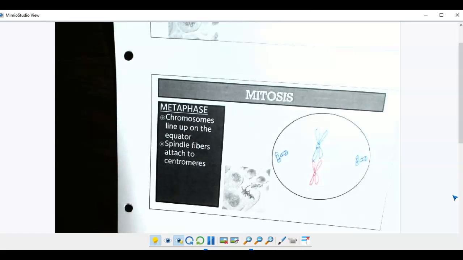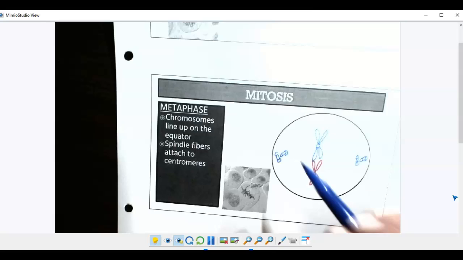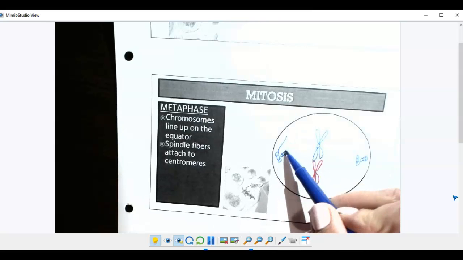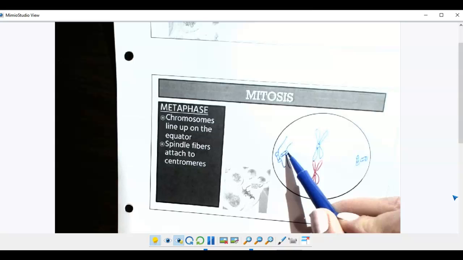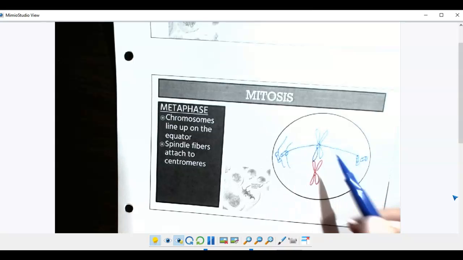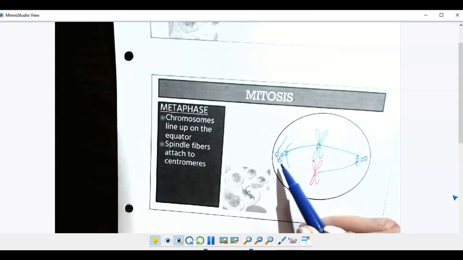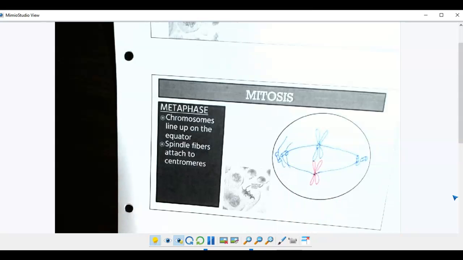Now, if this was our body cells, then we are going to have a total of 46 of them lining up at the equator. Okay, so our spindle fibers actually attach to our centromeres. Okay, and that is metaphase.